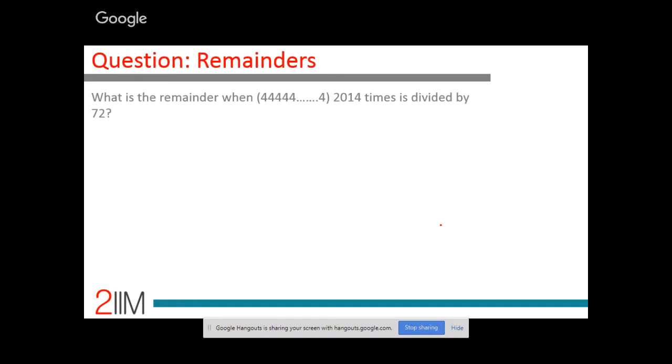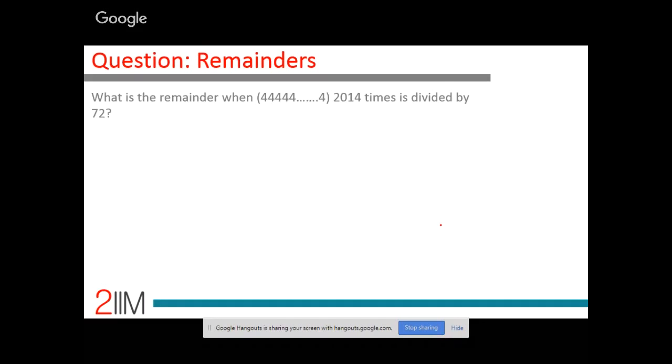So you have 4444 appearing 2014 times. We divide this by 72. We need to find the remainder. I'm not going to give the answer. I'm just going to give the starting step. What do we do? Those of you who found that out, carry on and solve that. We need to find the remainder when we divide this by 72. And so obviously dividing this by 72 directly is incredibly tough. So how do we break that?